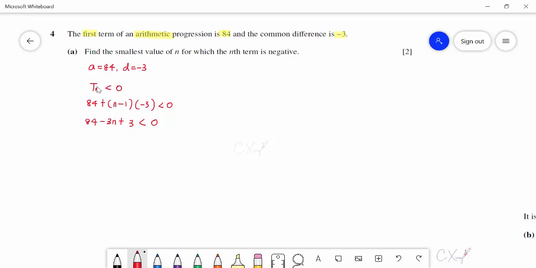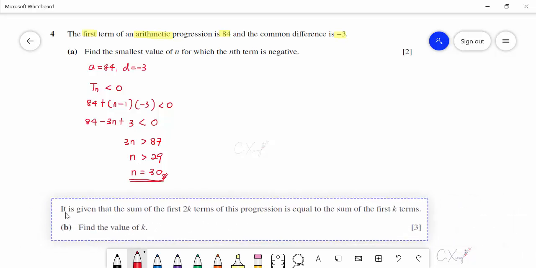What you get is 84 minus 3n plus 3. And from here, you will get 3n greater than 87, and therefore n will be greater than 29. So n must be a whole number. Therefore, n greater than 29, the next whole number for n will be 30. So for this example, n equals 30. Okay, then now we go to part B.